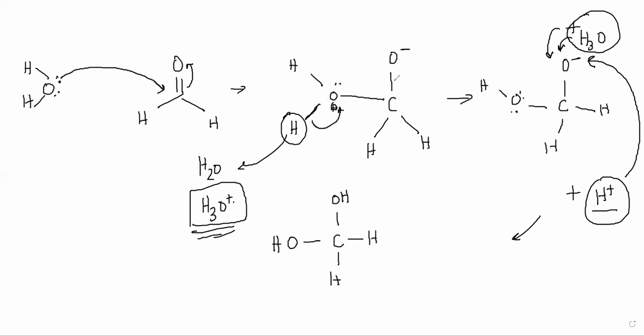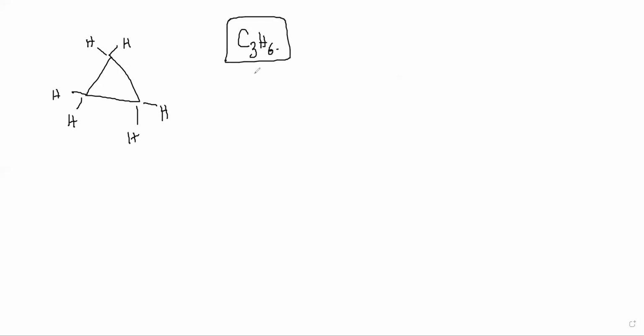cyclopropanones, or three-membered ring ketones. So, for example, cyclopropane is this triangular ring. Each carbon has two hydrogens, right? So this compound will be C3H6. That's it. This is cyclopropane.